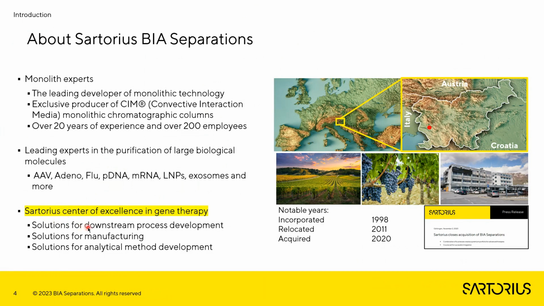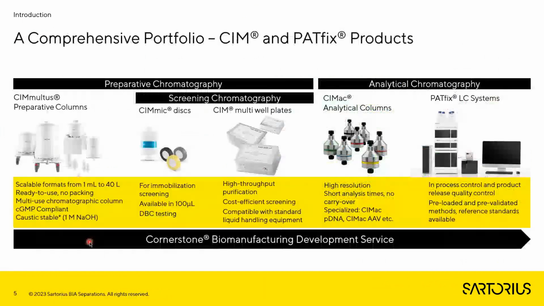Here at Sartorius, we offer solutions for downstream process development, manufacturing, and analytical method development. Our portfolio can be divided into two different fields. The first, bigger field is preparative chromatography. Here, our leading products are preparative columns called CIMmultus columns. These are scalable from 1 milliliter up to 40 liter columns. They are ready to use and are GMP compliant.